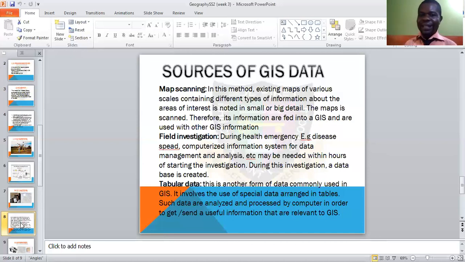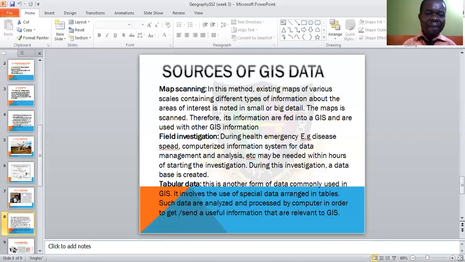Then tabular data. That is the common use in GIS. It involves the use of spatial data arranged in tables. After you've gotten what you need, after investigation and scanning and other things, you arrange them in a table. Just like I've told you, A came first, B came second, C came third. That is how you arrange this on the table.